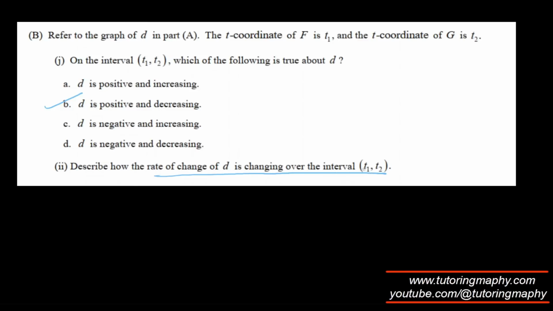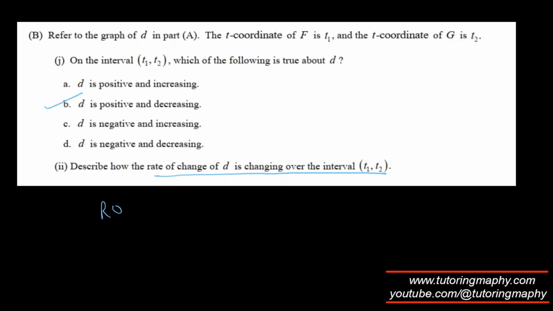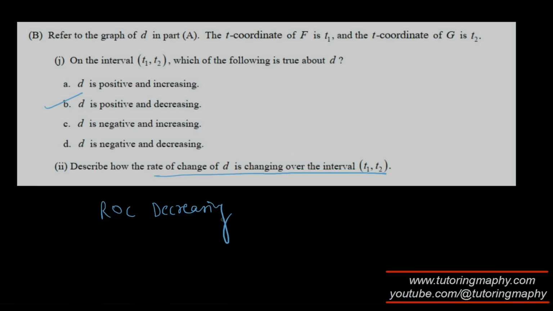And how is the rate of change changing between t1 and t2? As you can see, between F and G, it's the frowning phase, so it's concave down. And if it's concave down, ROC is decreasing in nature. That would be our answer to this question.